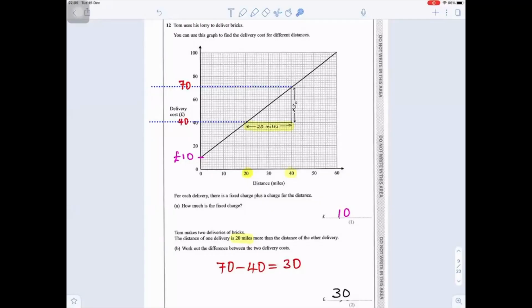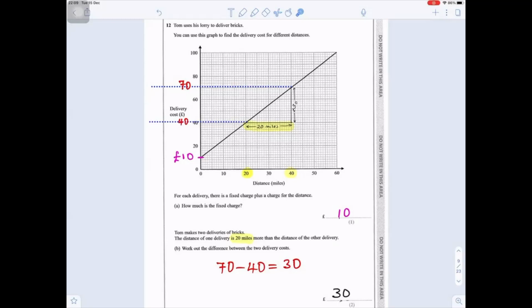Question number 12. Tom uses his lorry to deliver bricks. You can use this graph to find the delivery cost for different distances. For each delivery, there is a fixed charge plus a charge for the distance. How much is the fixed charge?